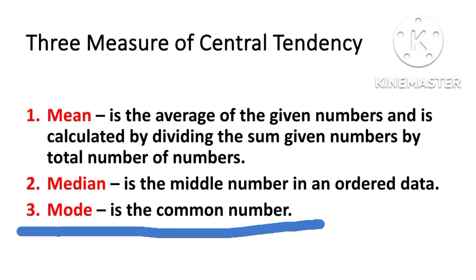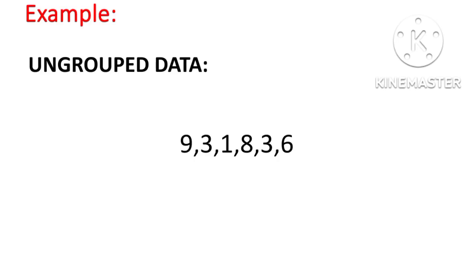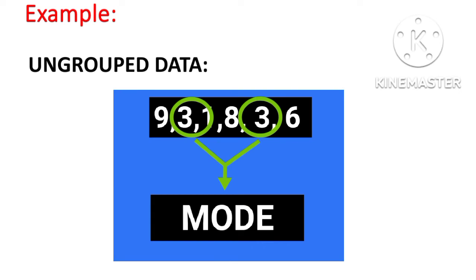Let us now proceed with the other measure of central tendency, the mode. As simple as that, mode is the common number. We will use the same given numbers from mean and median: 9, 3, 1, 8, 3, 6. As has been said, mode is the common number. Therefore, in the given numbers, 3 is the mode since 3 appears the most. Okay, that is how we find the mean, median, and mode in ungrouped data.